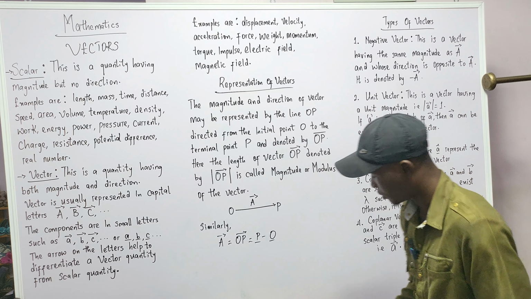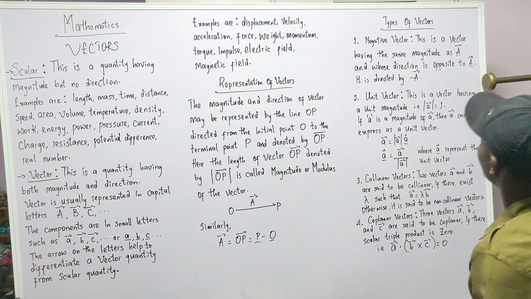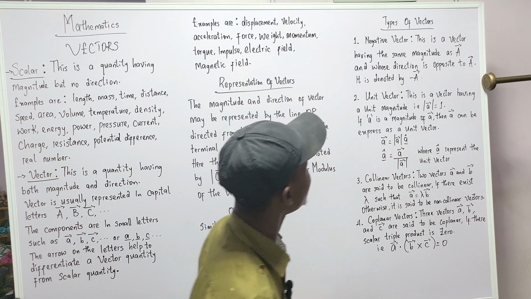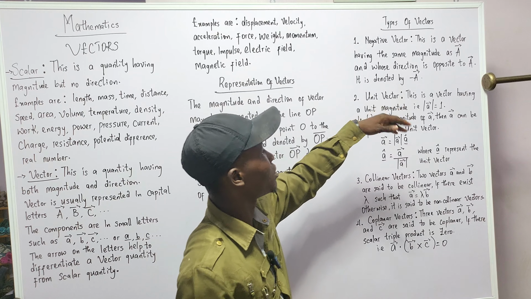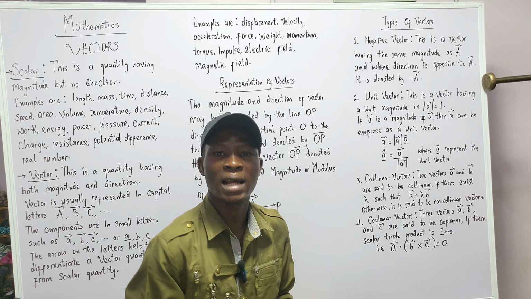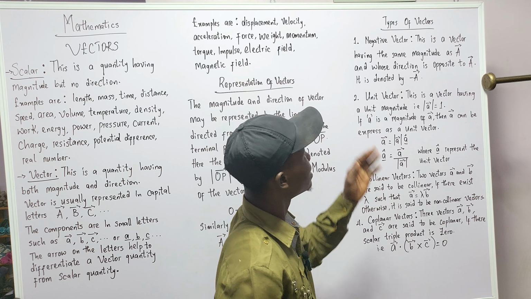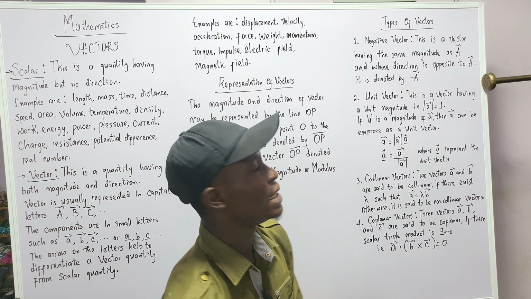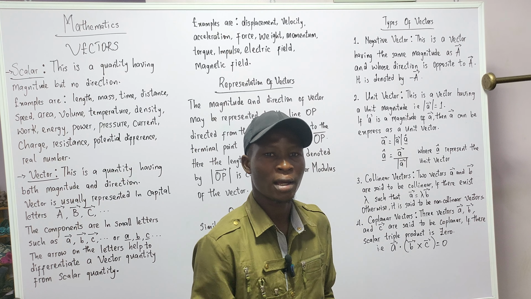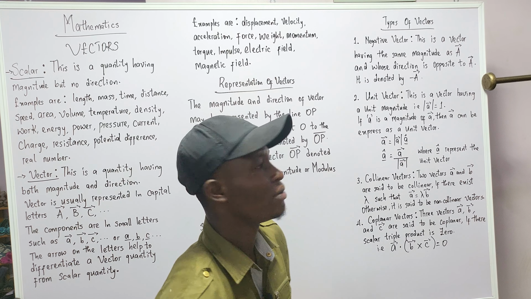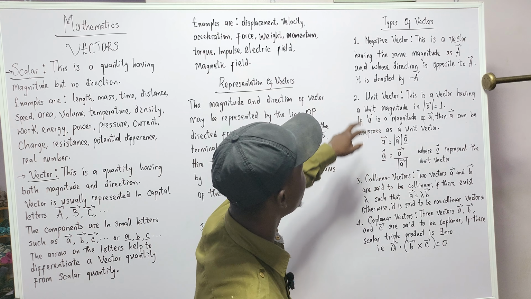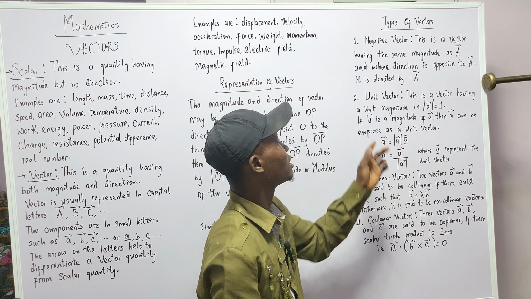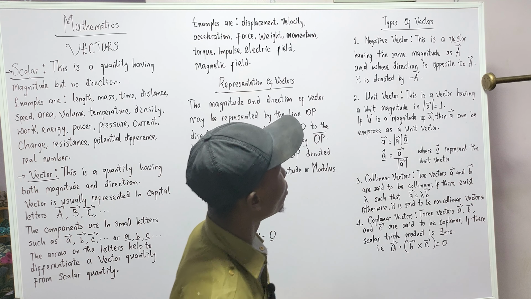So let's go to types of vectors. We have the negative vector. This is a vector having the same magnitude as vector A, and whose direction is opposite to that of vector A. So that's what we mean by a negative vector. It is denoted by the negative of that vector.